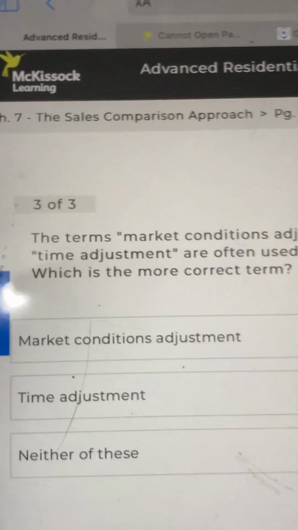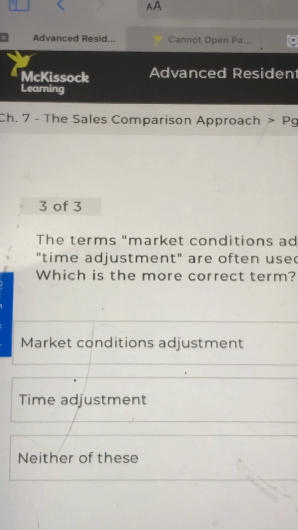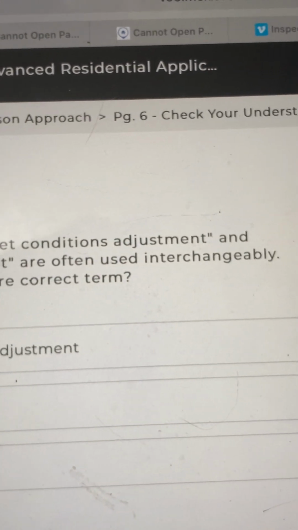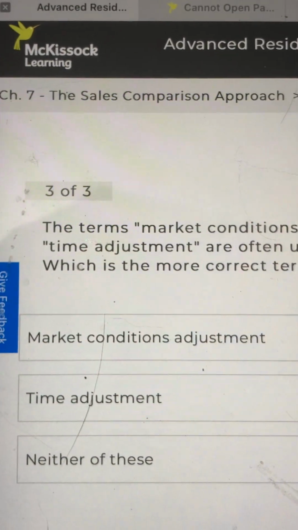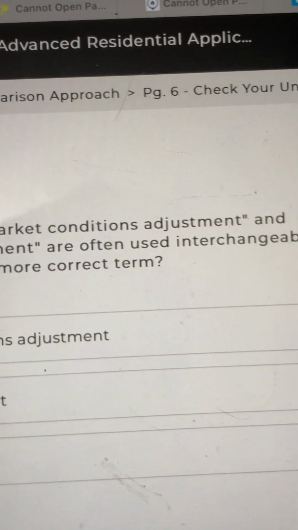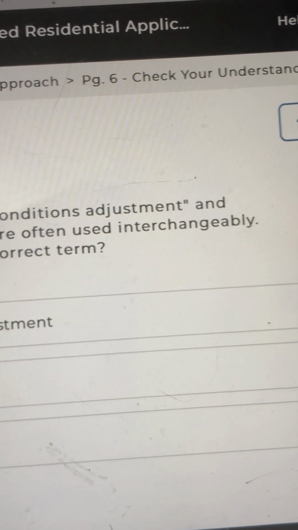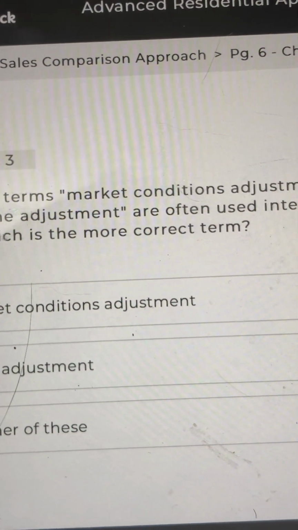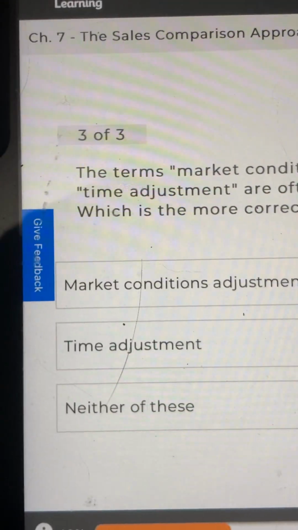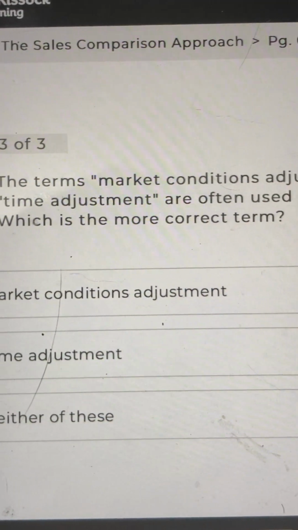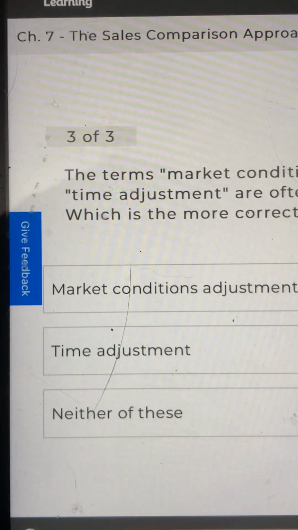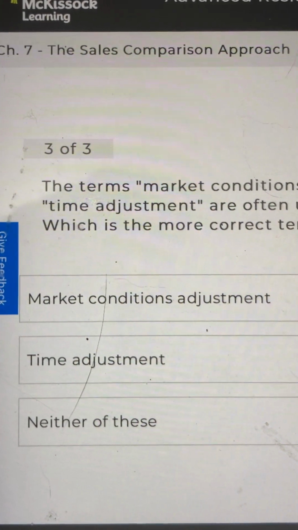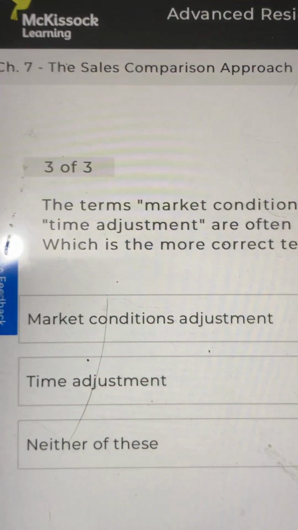And lastly, number 3. The terms market conditions adjustment and time adjustment are often used interchangeably. Which is the more correct term? A. Market conditions adjustment. B. Time adjustment. Or D. Neither of these. I'm going to go A. Market conditions adjustment.